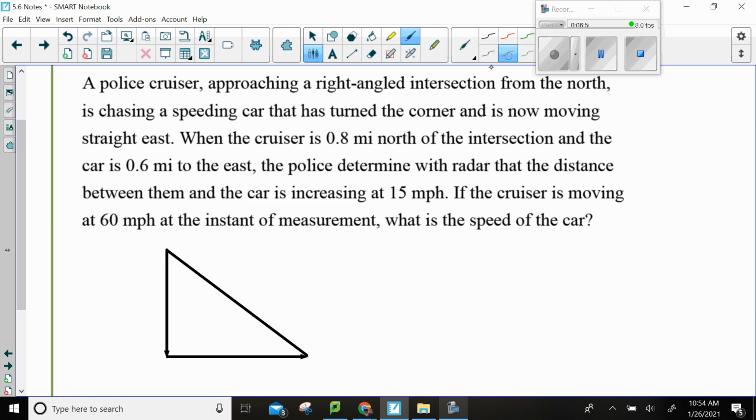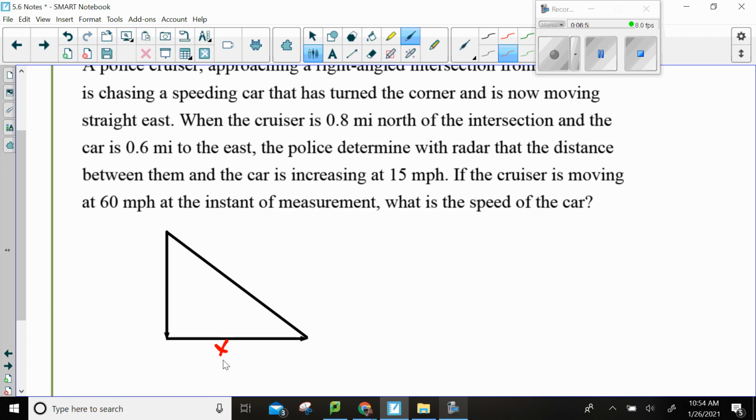Why isn't it liking me today? There we go. I'm going to call this X. And we do know the rate of change of X, which is dx/dt. We're going to just put these in.